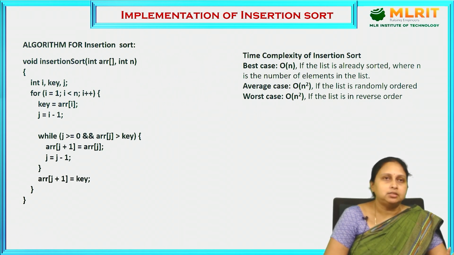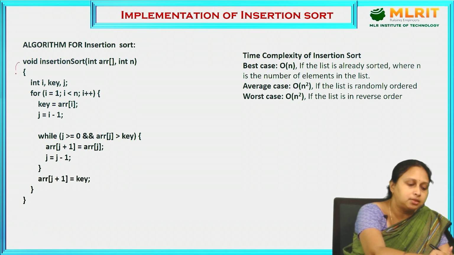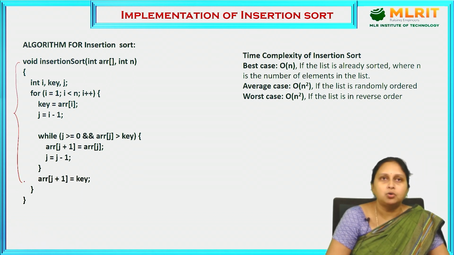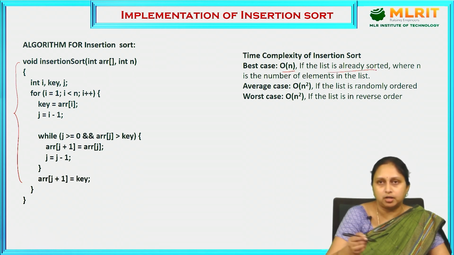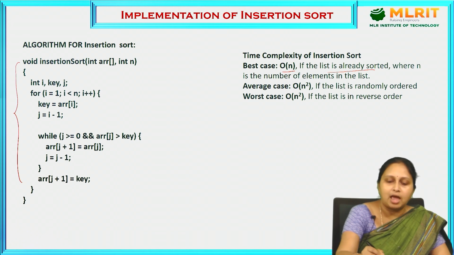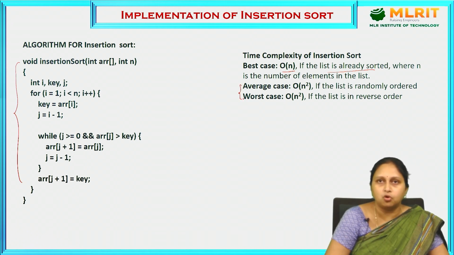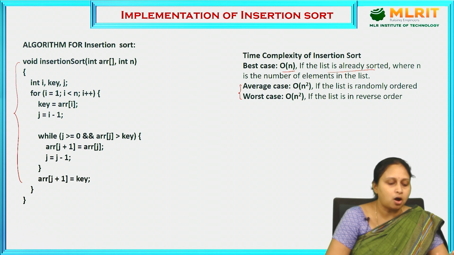And you can see the algorithm for insertion sort, how this is going to work. This is the algorithm, or this is the method or function where you can write how this insertion sort is going to work. And if you see the time complexities of insertion sort here, if the list is already sorted, it will be taking big O of n. For average and worst cases, it will be taking big O of n square. Okay. And before showing you the implementation part of it, I want to tell you how this insertion sort is going to work.